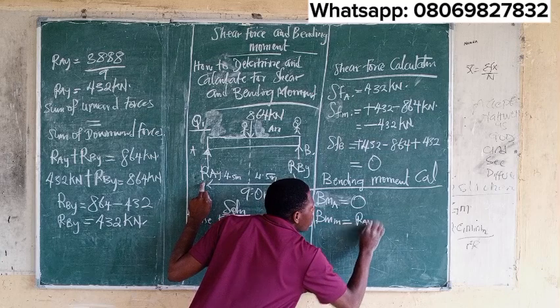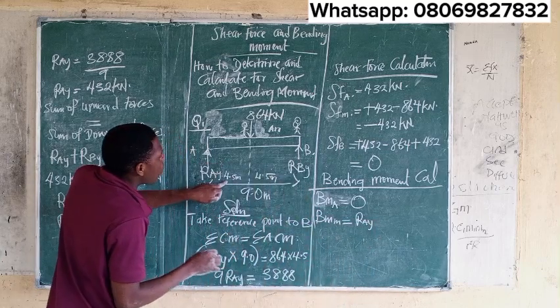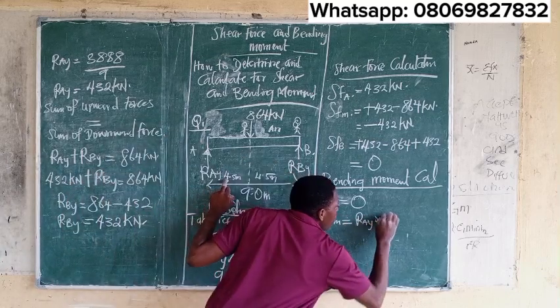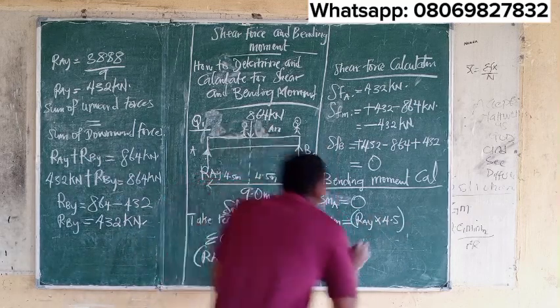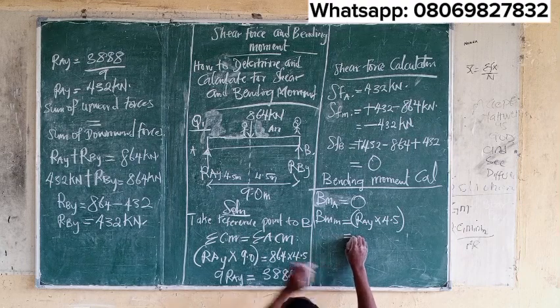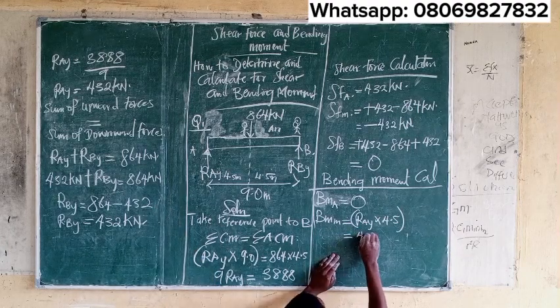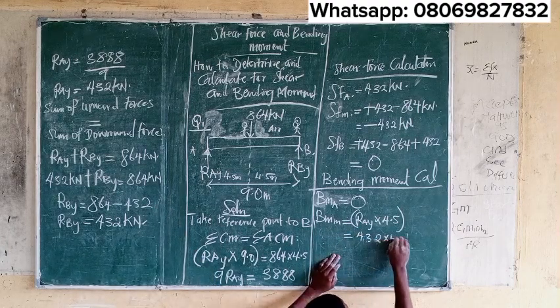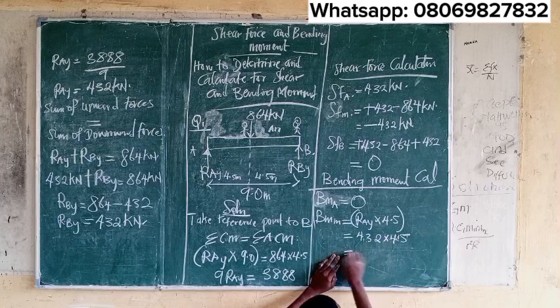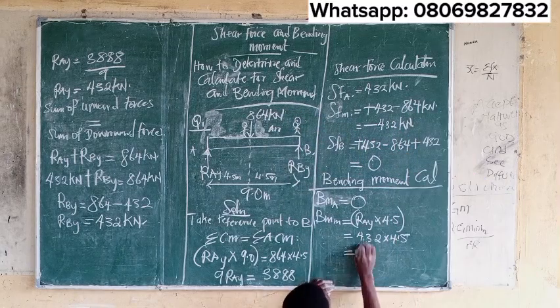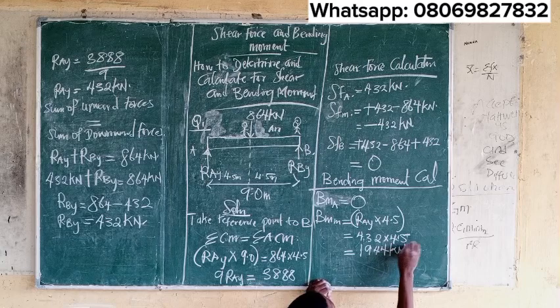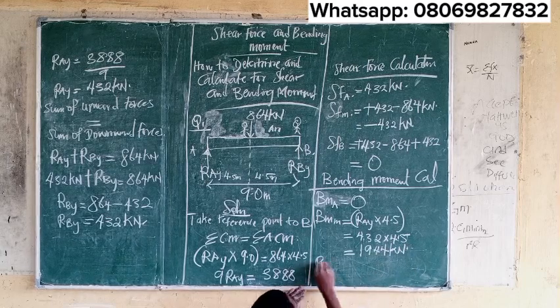So your bending moment at the midpoint will simply be RAY multiplied by the distance, which is 4.5. Now to do that, we know our RAY to be what? 432 times 4.5. Now if you do that, you get the bending moment for the midpoint. You simply arrive at 1944 kilonewton-metres.